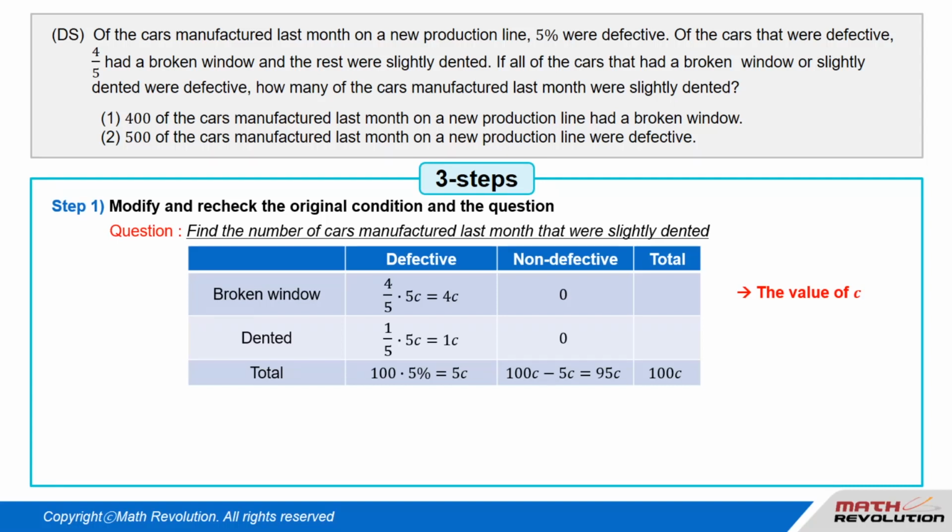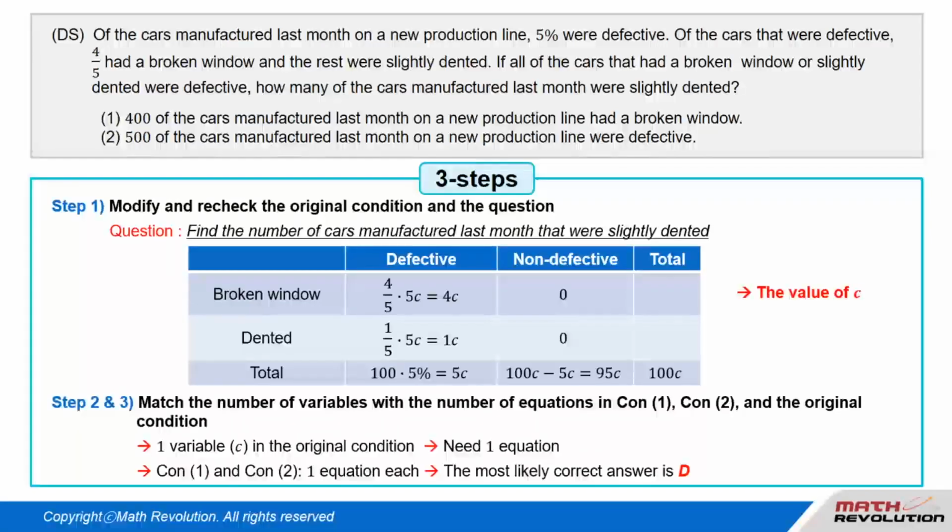This question looks quite complicated, but it is really very simple. Trust the variable approach and study hard. So, we need to know the value of C. Follow the second and the third step.